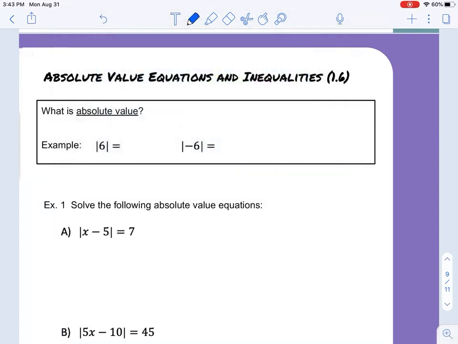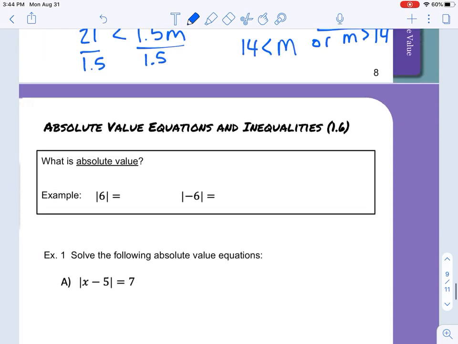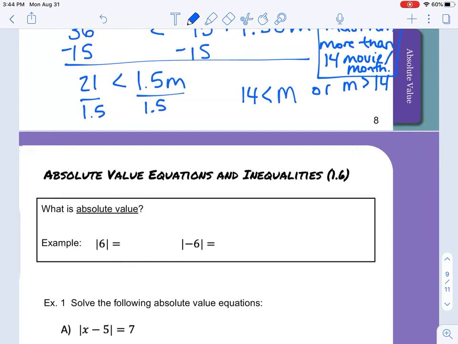Hello. Absolute value equations and inequalities. This is 1.6. So our question is, what is absolute value? This is simply the distance away from zero.